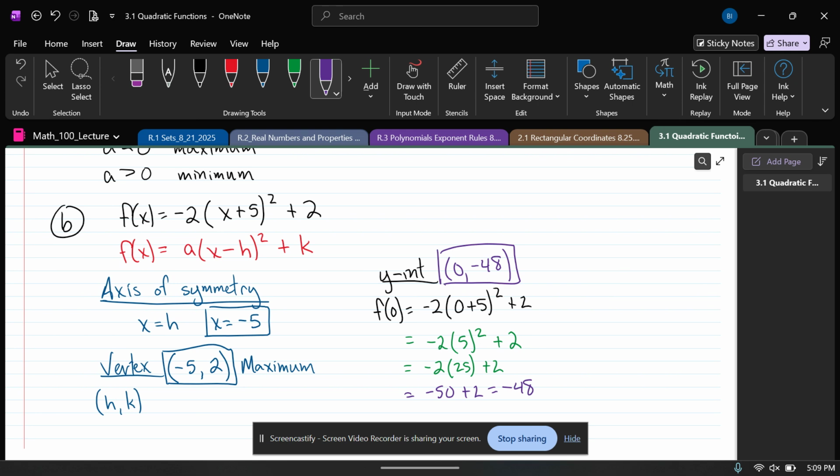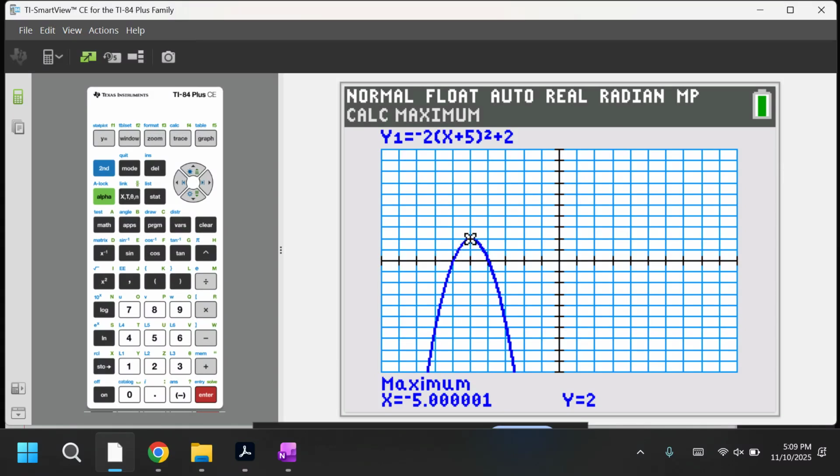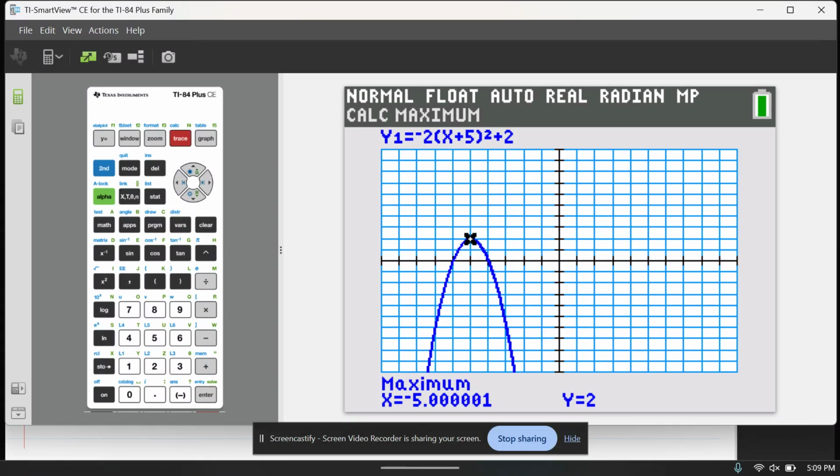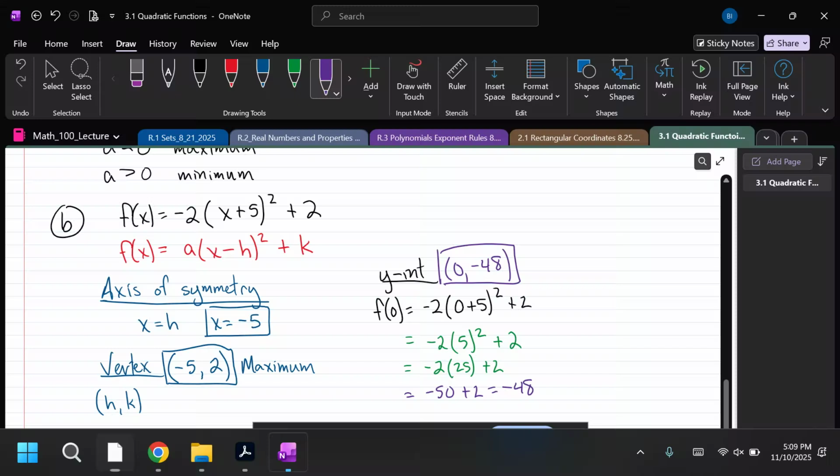Plugging in the 0 for x and just working it out. That's what we did in the standard form. We're doing the same thing in our vertex form here. Just works a little bit different because you've got the exponent and the parentheses and stuff to get there. But the math's not any more difficult, I don't think. Now, I'm going to verify that with the calculator just to make sure. So on the calculator, I'm going to hit trace 0. 0, -48. I did the math right. Just making sure. Okay.